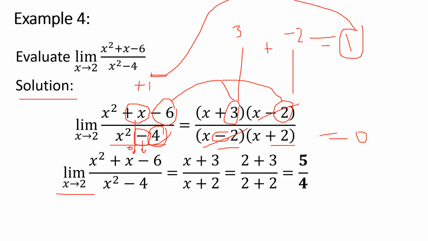Now, we apply your limit. X approaches 2, so we simply substitute your value, which is equal to 2. That's why we came up with 2 plus 3 over 2 plus 2. So 2 plus 3 will be equal to 5, then 2 plus 2 is equal to 4. Therefore, the final answer for the limit of x squared plus x minus 6 over x squared minus 4 when x approaches 2 is equal to 5 over 4.